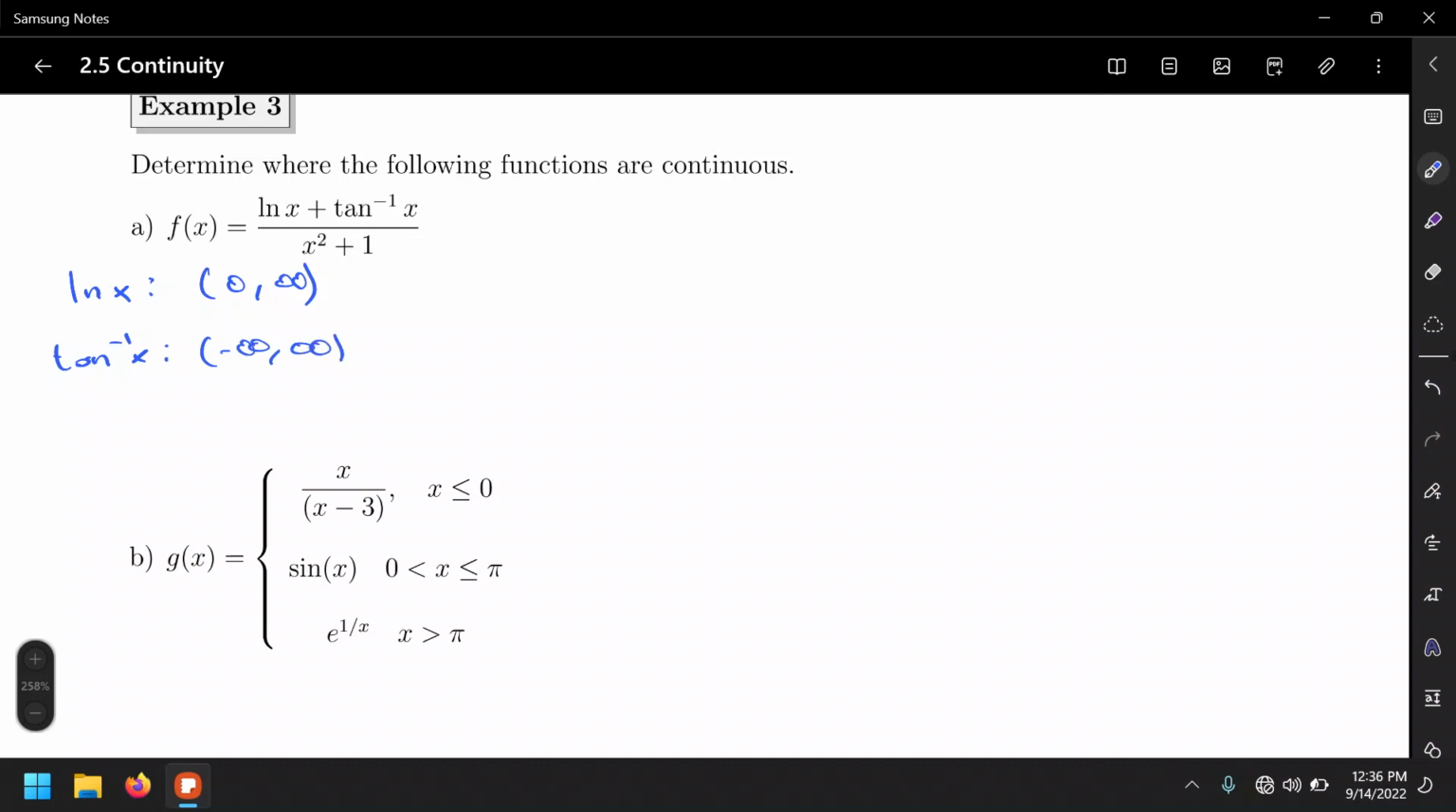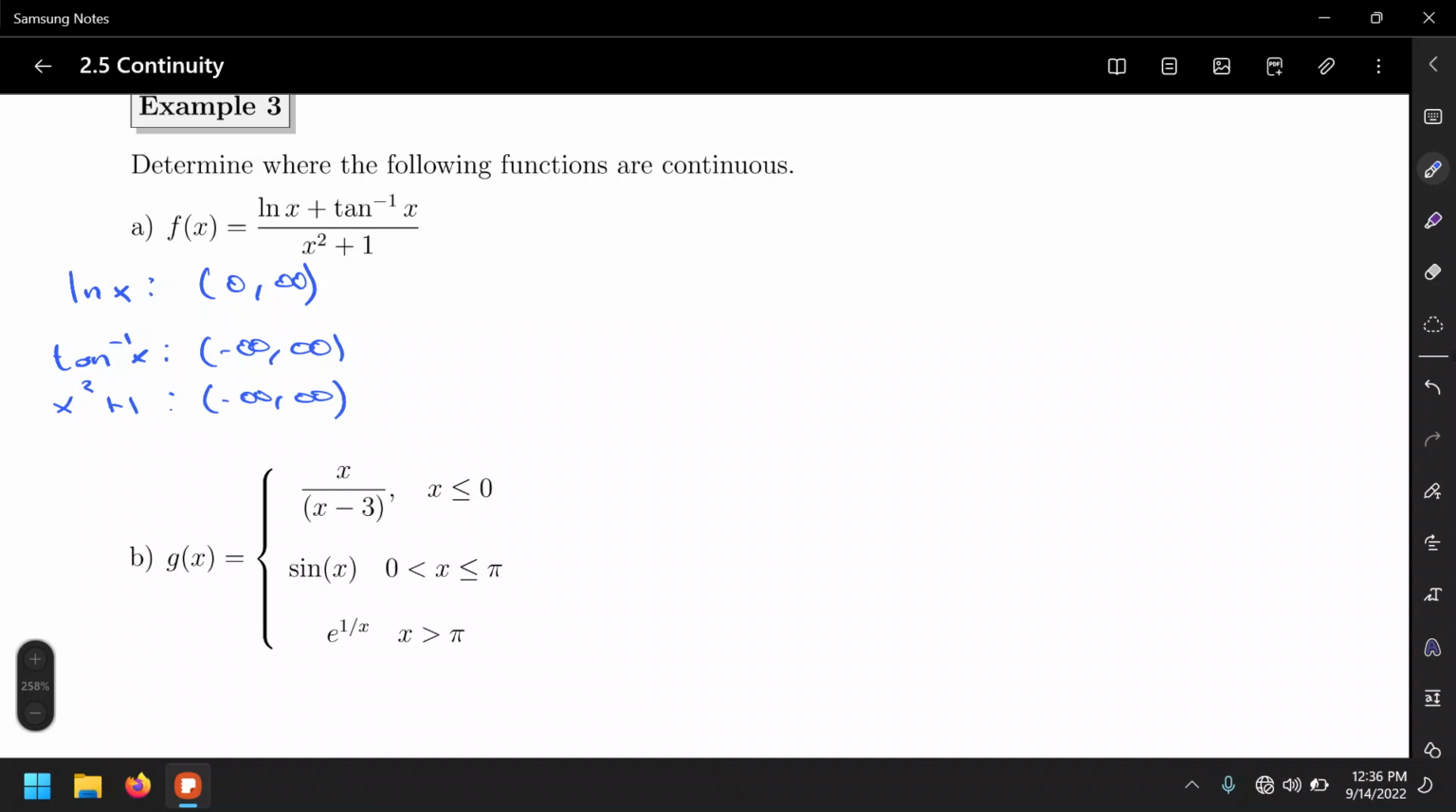That is negative infinity to positive infinity. And last but not least, what's x squared plus 1's domain? This is a polynomial. The domain of a polynomial is defined for all x, right? Negative infinity to positive infinity.